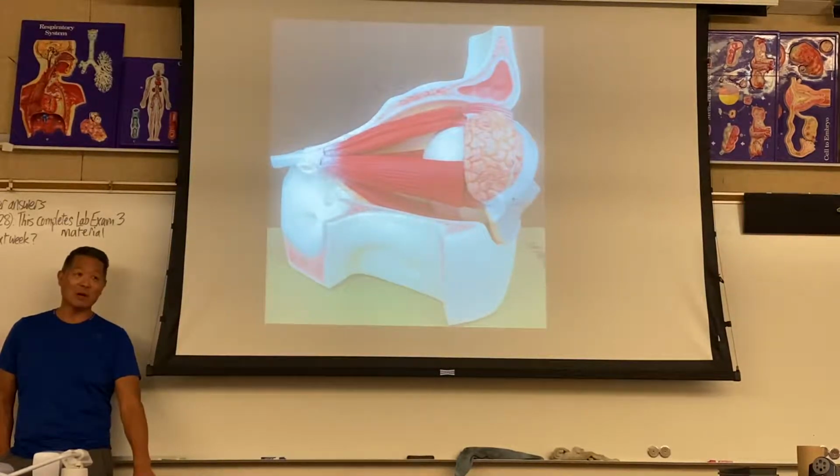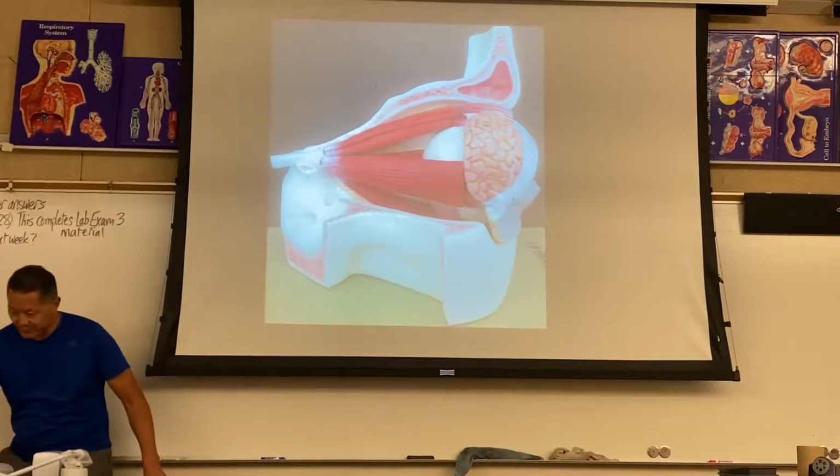You can move your eyeball in a circle. You have to have 3 pairs of antagonistic muscles. Are we clear? All right.